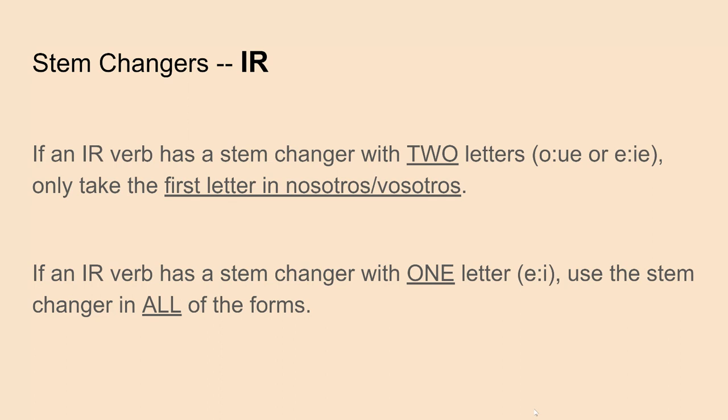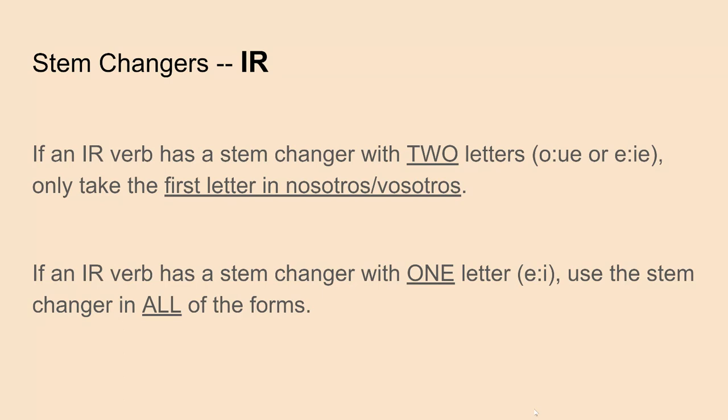Stem changing works a little differently for an IR verb. If an IR verb has a stem changer with two letters, such as O to UE or E to IE, you'll only take the first letter in nosotros and vosotros. If an IR verb has a stem changer with only one letter, such as E to I, you'll use the stem changer in all of the forms.